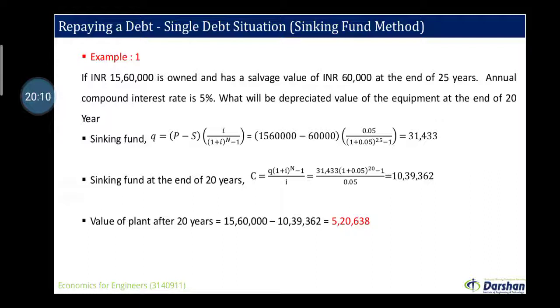So the total project value is 15,60,000 minus the scrap value of 60,000 rupees. Then i means the interest rate, so 5 divided by 100, that is 0.05, divided by (1 plus 0.05) power 25 minus 1. If you simplify this equation in your scientific calculator, you will find 31,433 rupees.